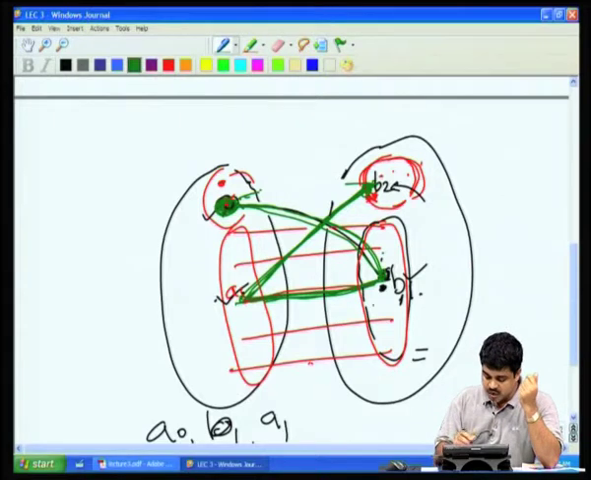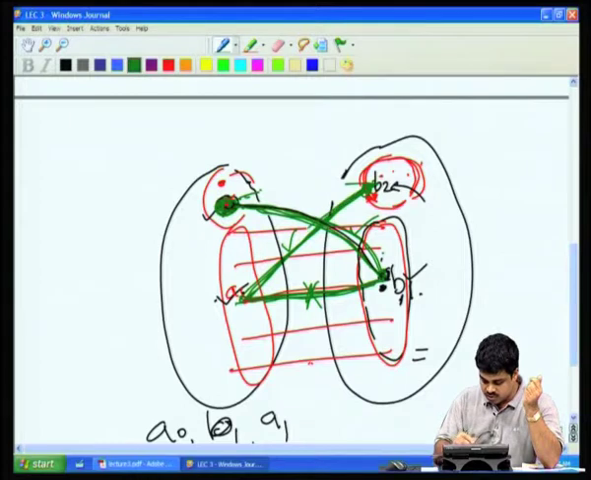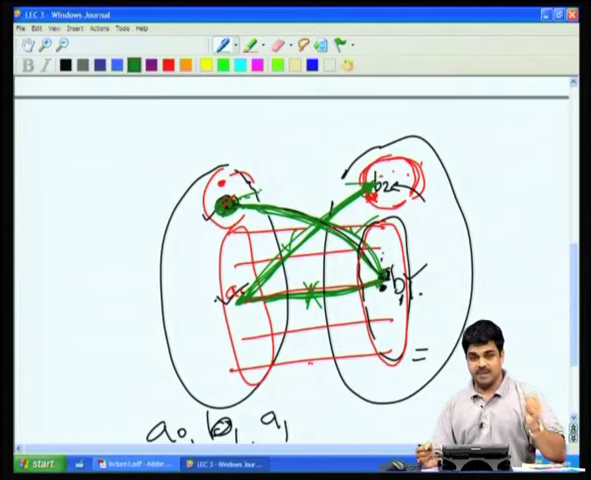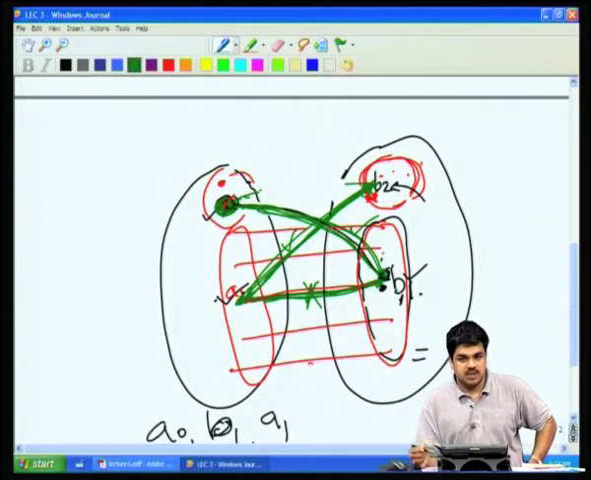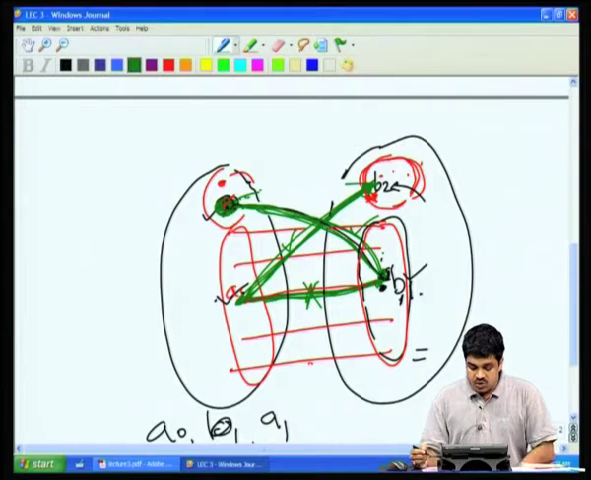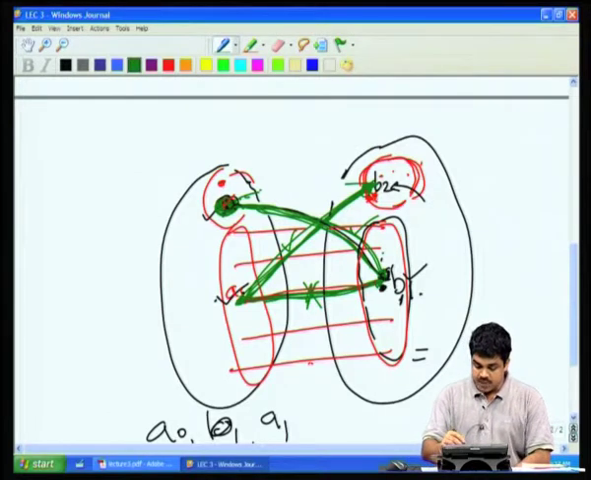Why? Because we could have replaced this matching edge by these two other edges in the augmenting path. We could have replaced this thing, and then these two new vertices also will get matched. So, we will get a bigger matching here using this augmenting path. Therefore, it is not possible to have B2 outside.